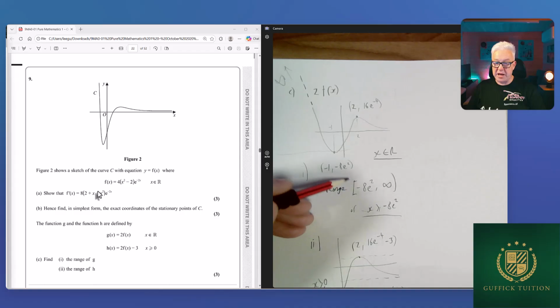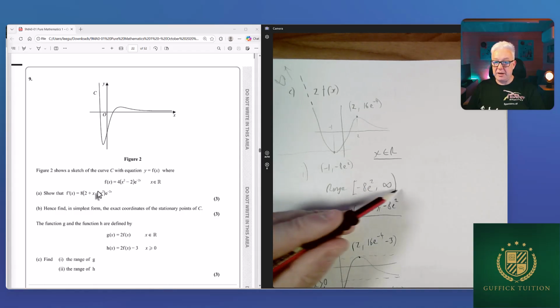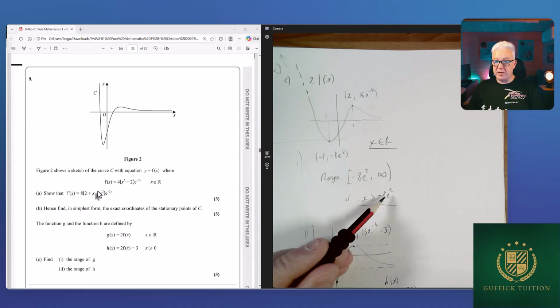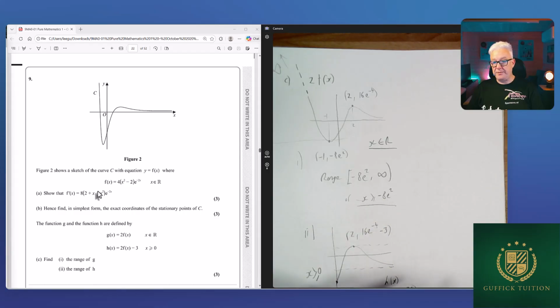Using a kind of set notation, you can write that like that. That would be fine. Or if you prefer, you can write x is greater than or equal to minus 8e squared. That's the first one done. Now let's have a look at what's going on with h of x.